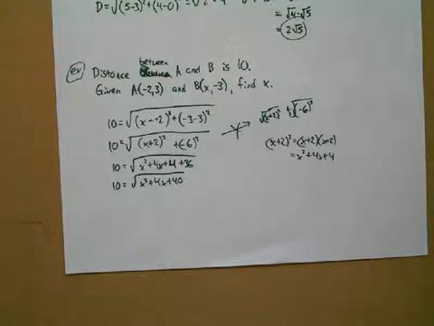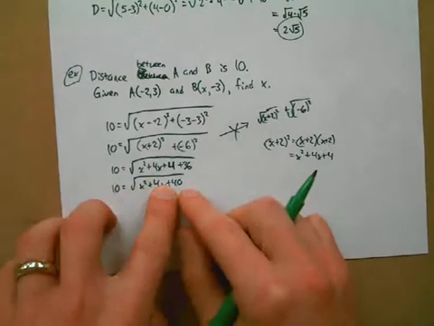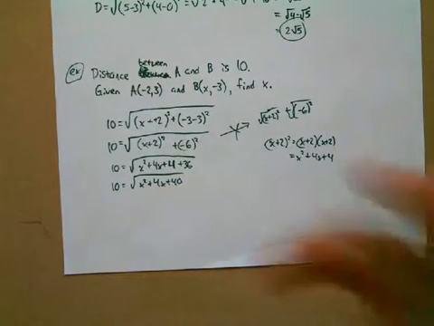Yeah, go ahead, Nick. You prefer Nick? Okay. Square both sides. All right, we got the square root, we got the x's underneath the square root, and we're trying to solve for x, so we have to get the x's by themselves. Let's square both sides here. So we end up with 100 equals x squared plus 4x plus 40.